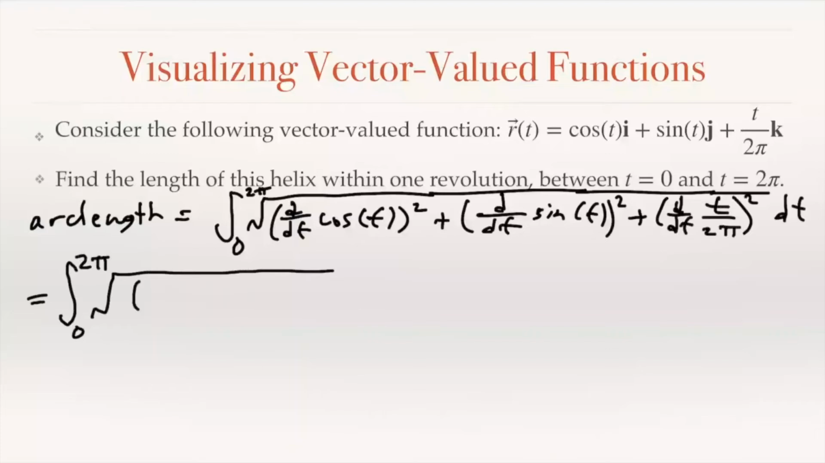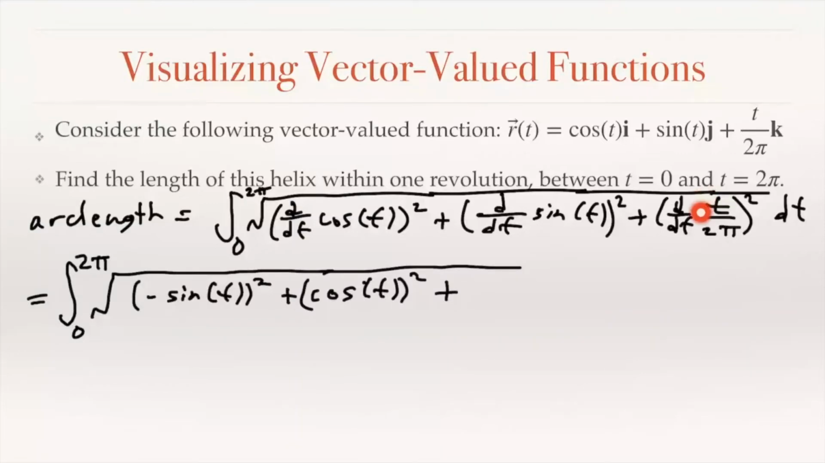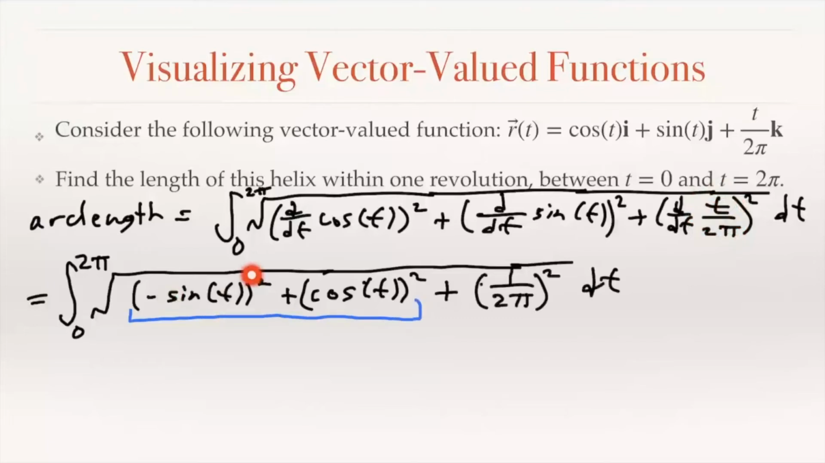Okay, so derivative of cosine is minus sine, and derivative of sine is cosine. And derivative of t over 2 pi, this is just a constant, 1 over 2 pi times t. And the derivative of a constant times t is just that constant. And the negative sign goes away in the squaring. This is the sine squared plus cosine squared. And as always, that is 1.